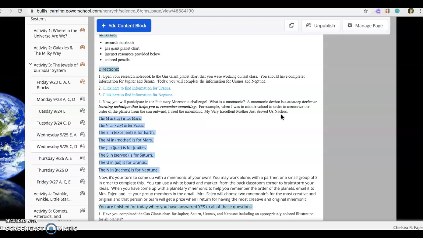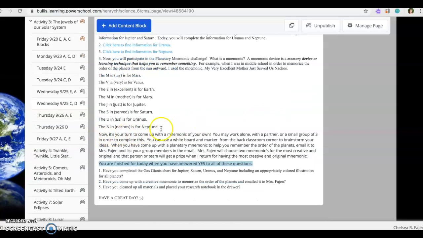So if I were in middle school taking a quiz and I had to label the planets on a diagram, I would just think, okay, my very excellent mother just served us nachos. And I would write the first letter by all the planets, and then that would help me list them in the correct order. So now it is your turn to come up with a mnemonic of your own. And I'm actually going to make this a 6th grade challenge. You may work alone, you may partner up with someone in class, or you can find a small group of 3 in your class in order to complete this.